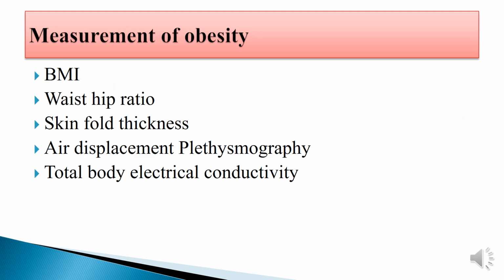So, measurement of obesity. What are the ways to measure obesity? BMI, that is body mass index. Next is waist hip ratio and skin fold thickness, air displacement plethysmography, and total body electrical conductivity. So these five are the detectors for measuring obesity.